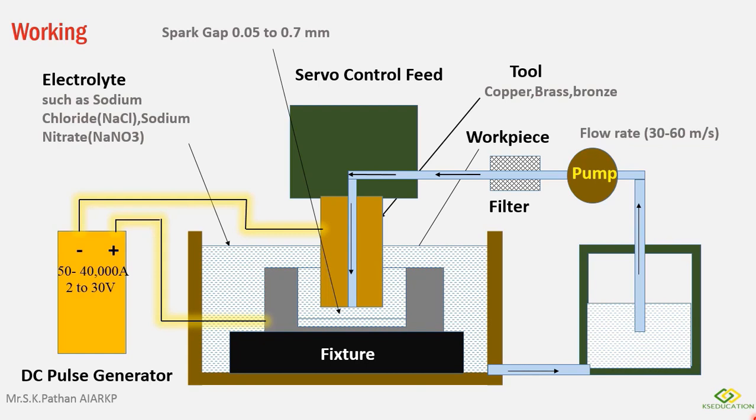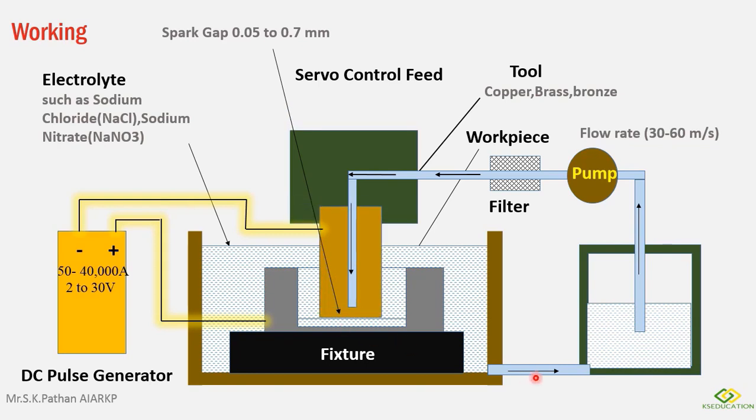And as soon as the material is cut, there is a difference in the gap which is already maintained, and because of this gap there is no reaction. So in that case the servo control feed comes into action, and it detects that the gap has increased, and it maintains the gap between the tool and workpiece. So this process continuously happens, and we get our desired machining.